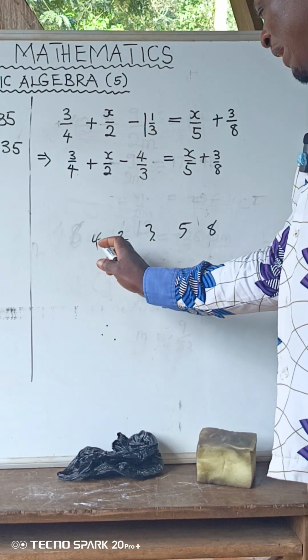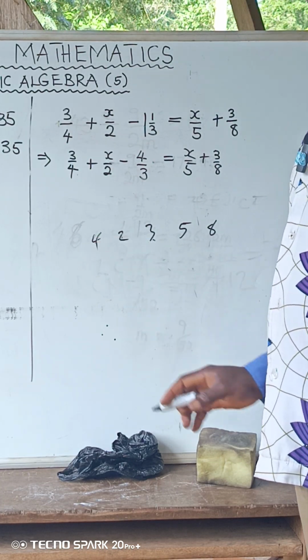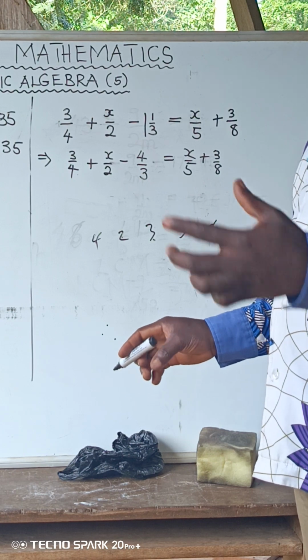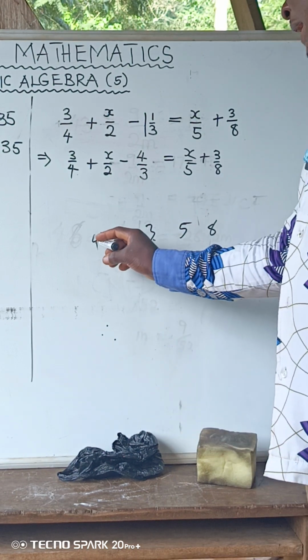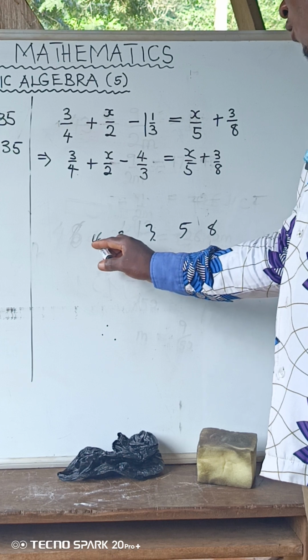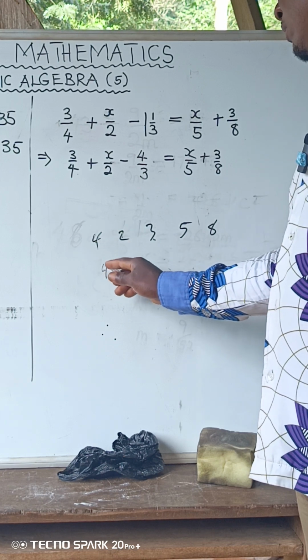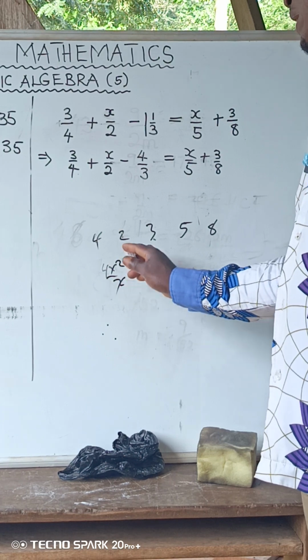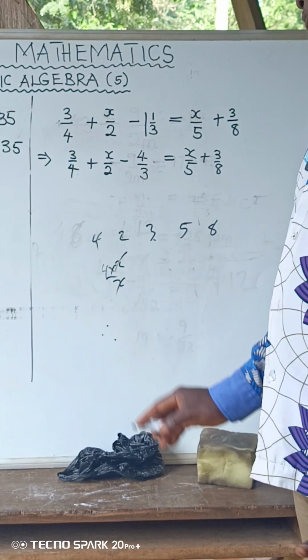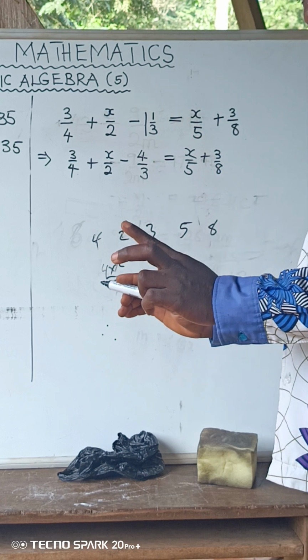For example, if I want to find the LCM of 4 and 2, it is 4. The reason is that the highest common factor of 4 and 2 is actually 2. So if I multiply 4 times 2 and divide by 2, I'll end up getting 4 back. So the LCM of this and this is 4.